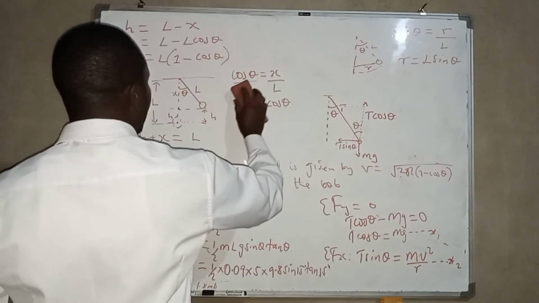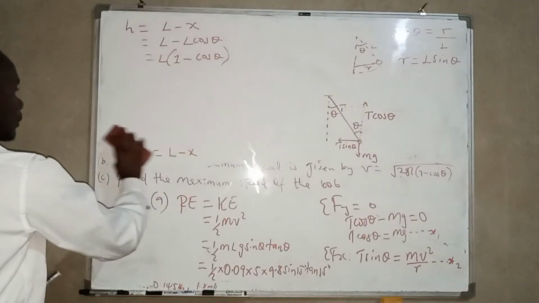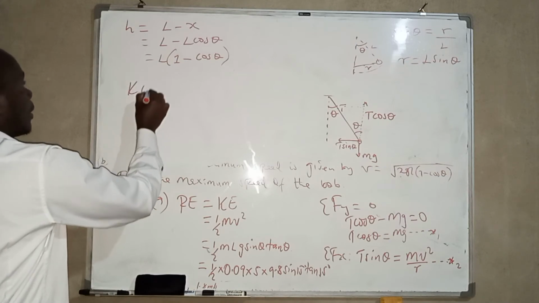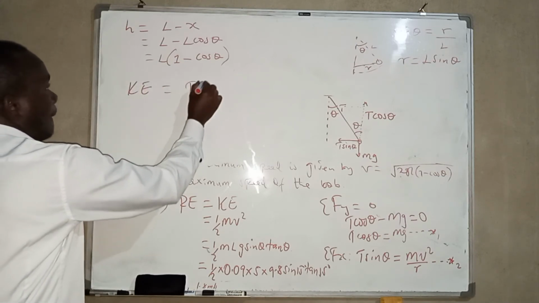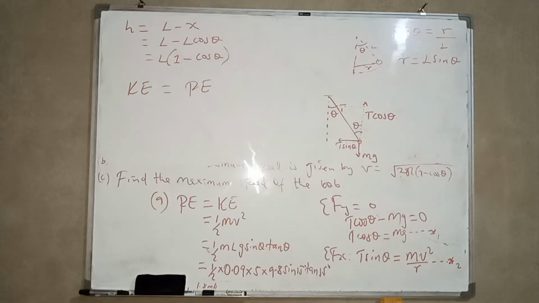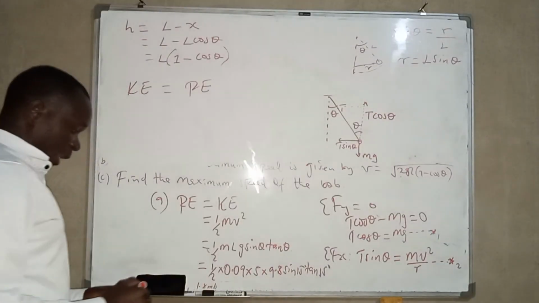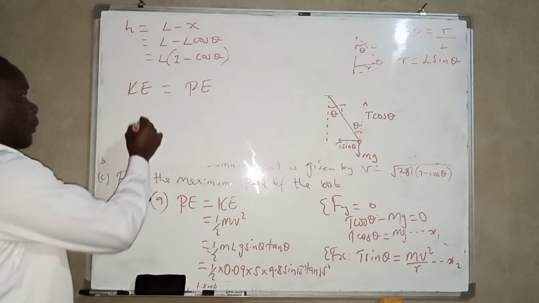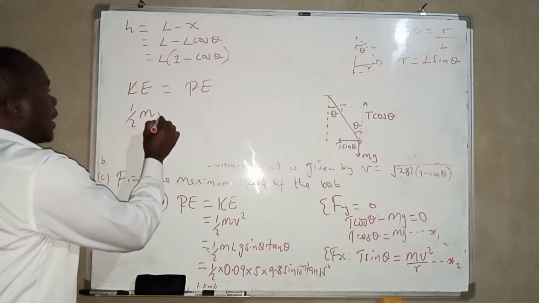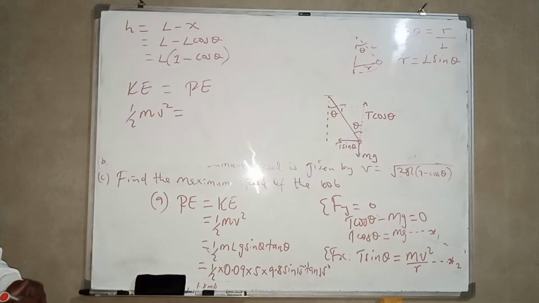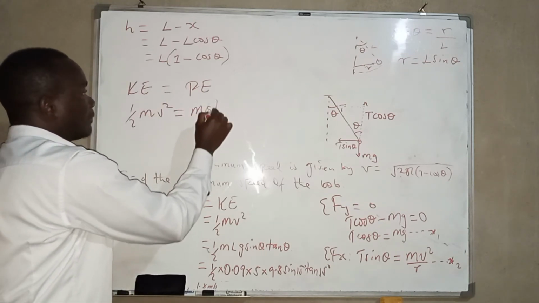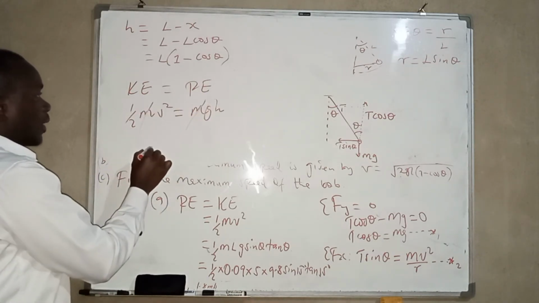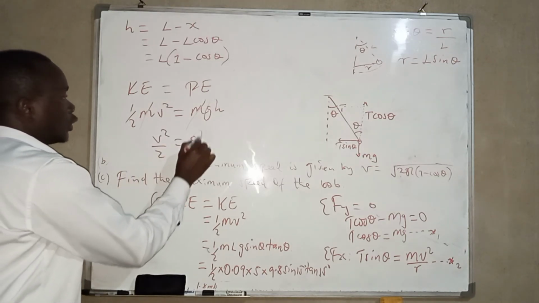Now we know that from the energy conservation principle, the total kinetic energy must be equal to potential energy. And as the bob swings, the gain or the loss in kinetic energy must be equal to the gain in potential energy. So from this point, we have half m v squared is equal to, this is the formula for kinetic energy, and for potential energy it is m g h. And since m is common, we can cancel m here. And what we're going to have is v squared over 2 is equal to g h.